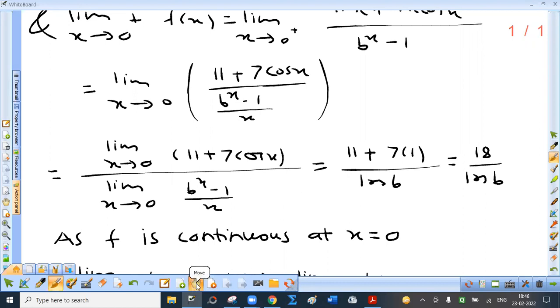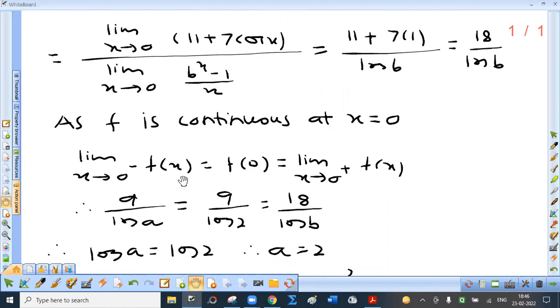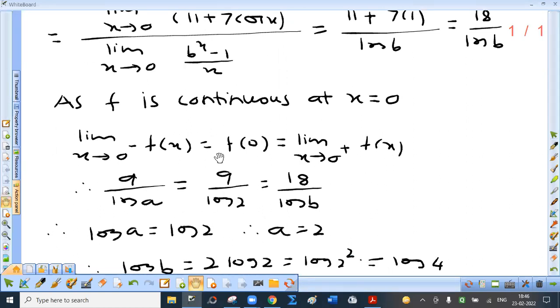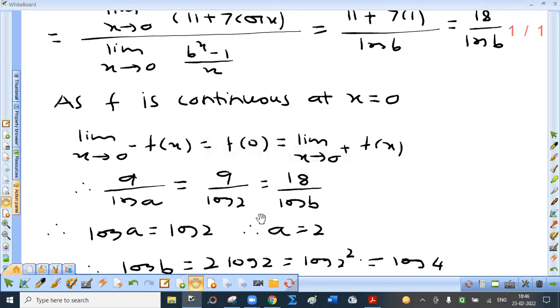Now the function is given to be continuous at x equal to 0. So the limit as x tends to 0 minus of f(x) is f(0) is the limit as x tends to 0 plus of f(x). Equate: 9 upon log a is 9 upon log 2. So log a must be log 2. So a has to be 2.